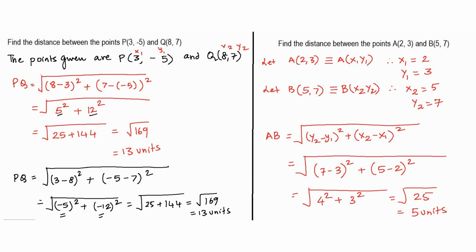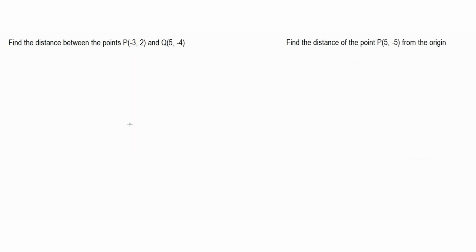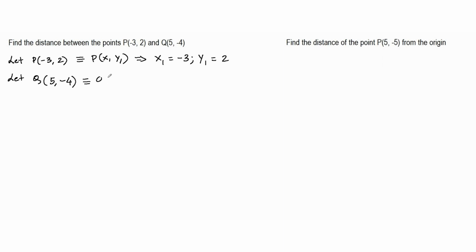Let us take up the next question. Find the distance between the points P of minus 3, 2 and Q of 5, minus 4. So I can say that let P of minus 3, 2 correspond to P of x1, y1, and this would imply x1 is negative 3 and y1 is positive 2. Similarly, let Q of 5, minus 4 correspond to Q of x2, y2, which means x2 is equal to 5 and y2 is equal to negative 4.